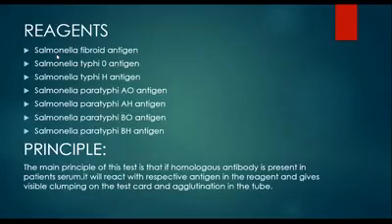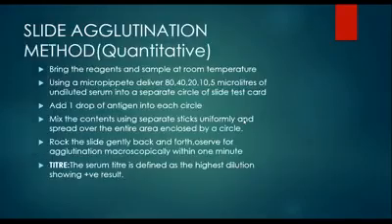Now the things that we need for the test, the reagents. Reagents have all these antigens, as you can see, the antigens of the Salmonella typhi and paratyphi species. Then what is the principle? The main principle of this test is that if homologous antibody is present in the patient's serum, that means if the patient is already exposed to that antigen and the antibodies have been formed, then it will react with the respective antigen in the reagent and give visible clumping on the test card and agglutination in the tube.